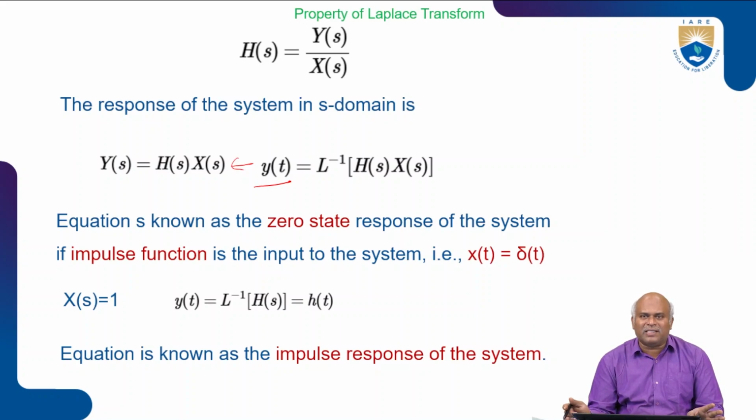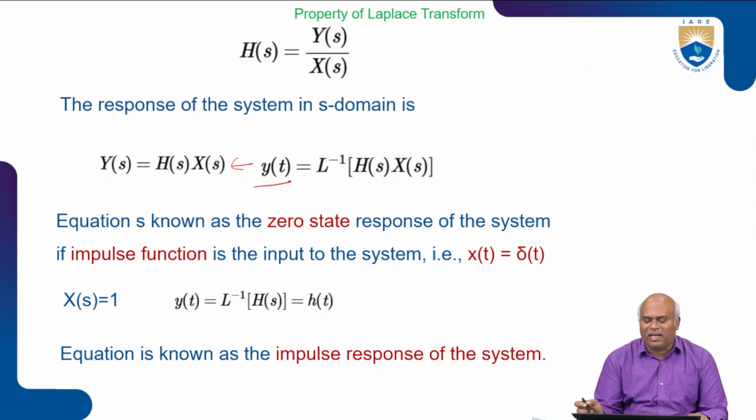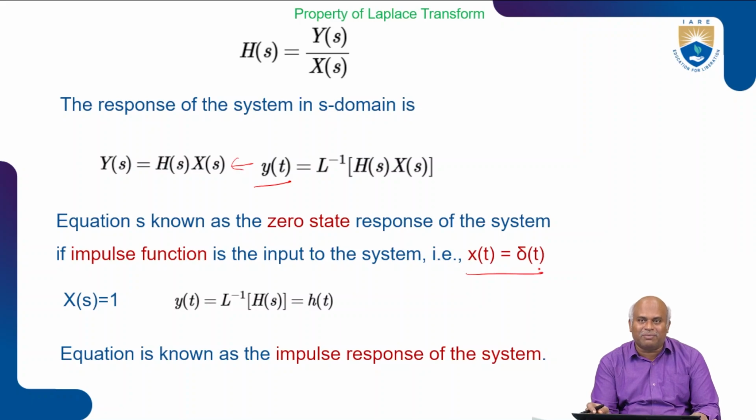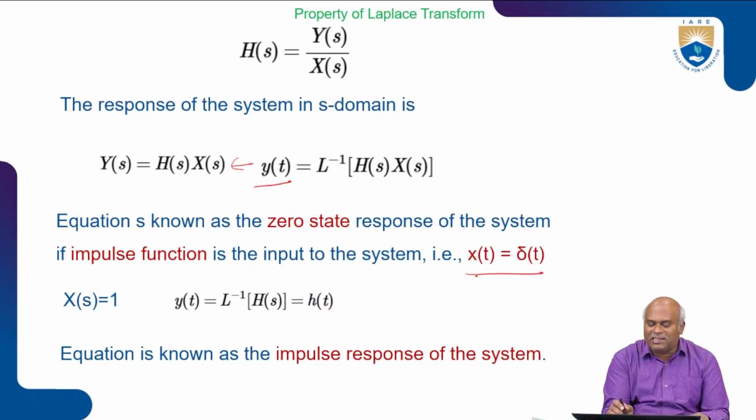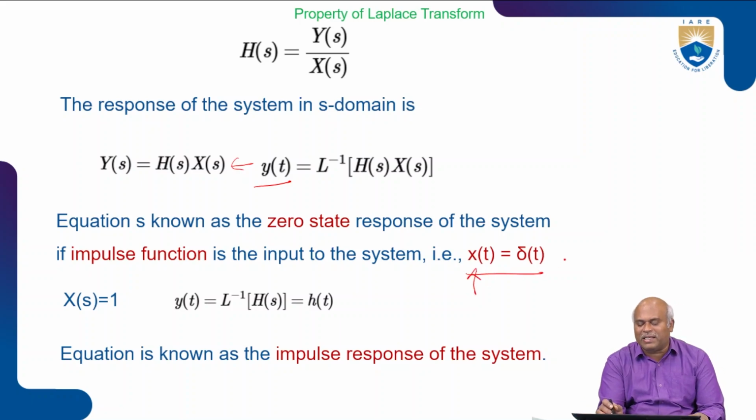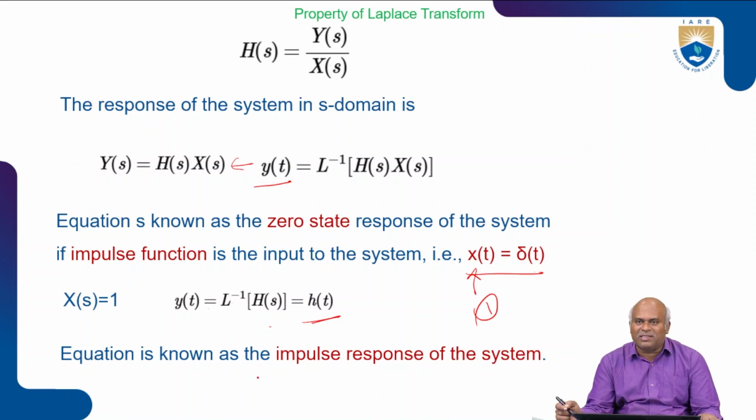If an impulse function is the input to the system, then I take x of t equal to delta of t, for example. Now X of s, the Laplace transform of delta of t, is equal to 1. We studied this in the last session. Then y of t is the inverse Laplace transform with X of s equal to 1. You substitute X of s equal to 1, and then we get h of t. This equation is known as the impulse response of the system.